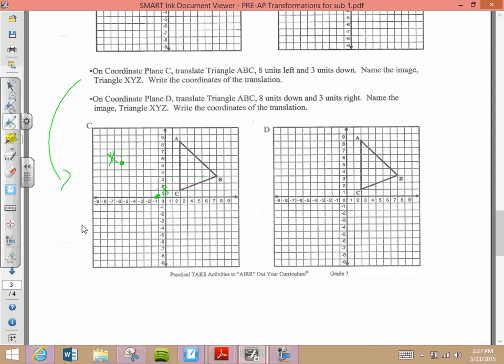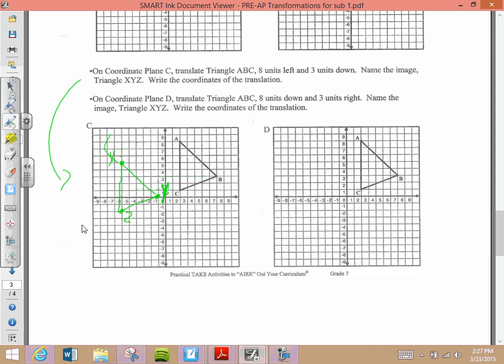And this is B prime. 1, 2, 3, 4, 5, 6, 7, 8, 1, 2, 3. And this is Z prime, just Z, and this is Y. X, Y, Z. And now you have your new figure.